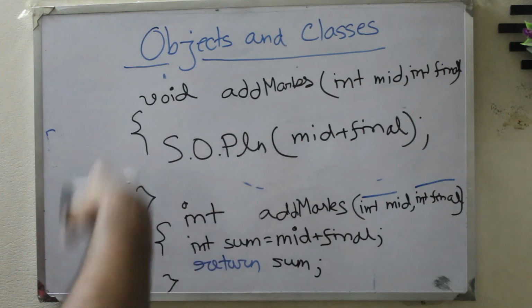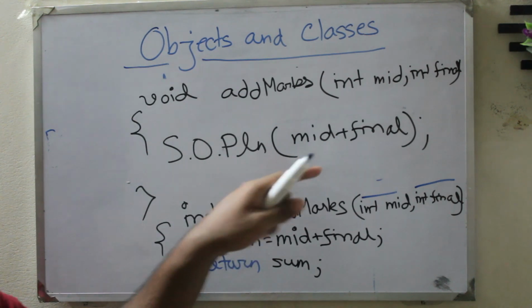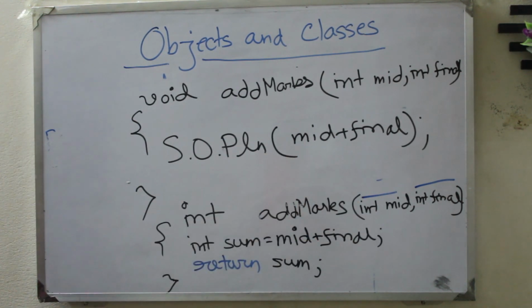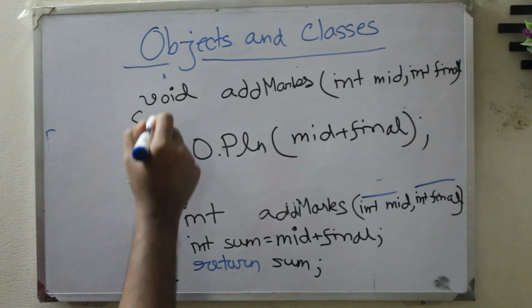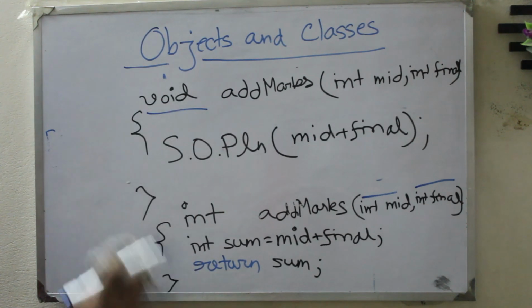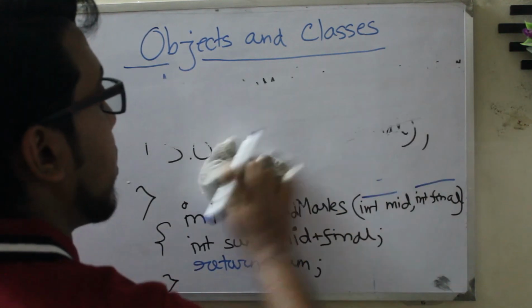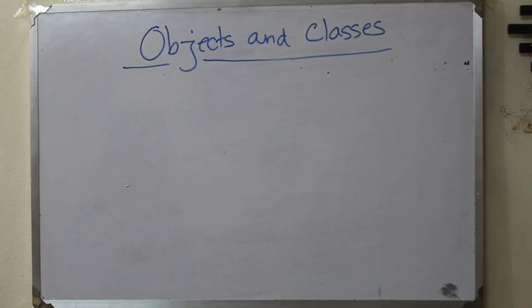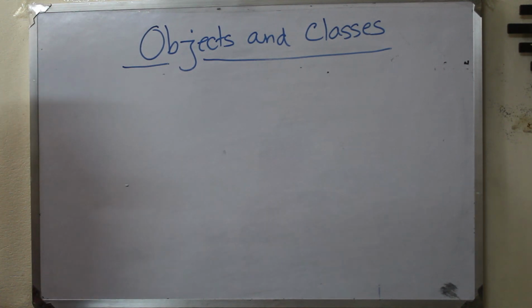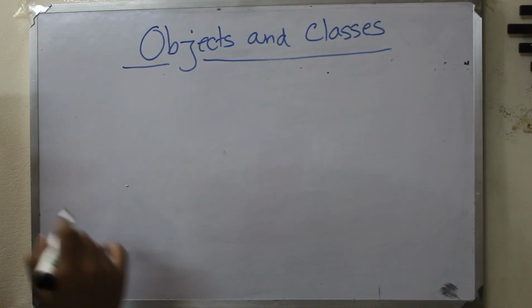So don't get confused by this part, because this method is returning something. The add marks method adds two marks and returns the value of the marks after addition. And this method doesn't return anything. So that's why we have written void here. Okay? So what's the difference between the two methods? Now I'm going to show you an example of a method with a void return type and a method with a different return type.